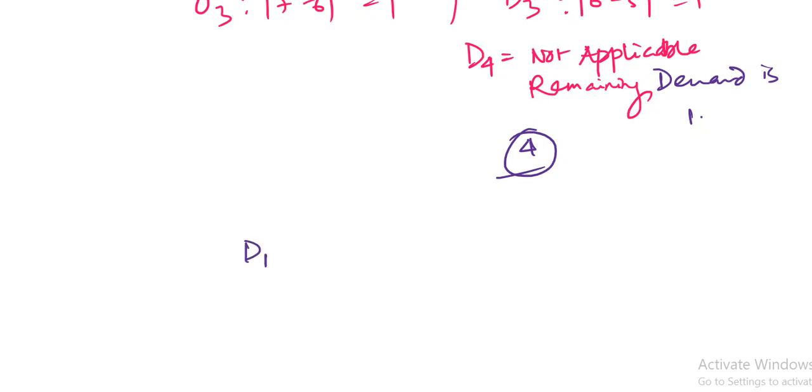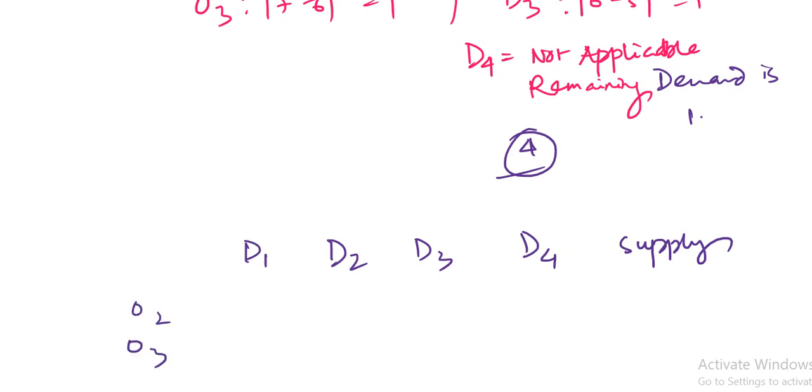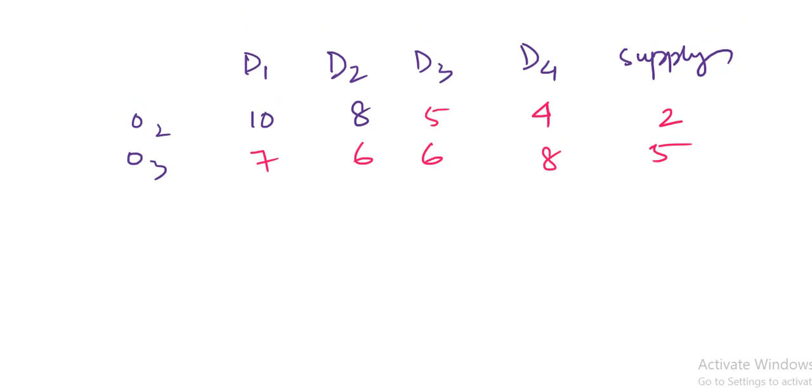D1, D2, D3, D4, supply, and O2, O3 here. So 10, 5, 4, 2, 10, 8, 5, 4, 2 is the value here, and the next value is 7, 6, 8, 5. And what is the requirement value here? The requirement is 0 3 4 0.